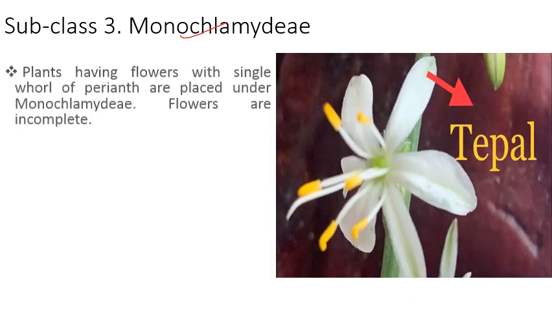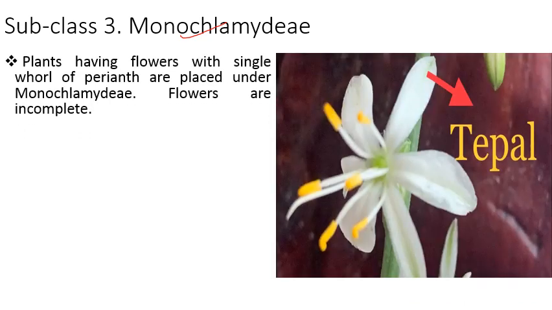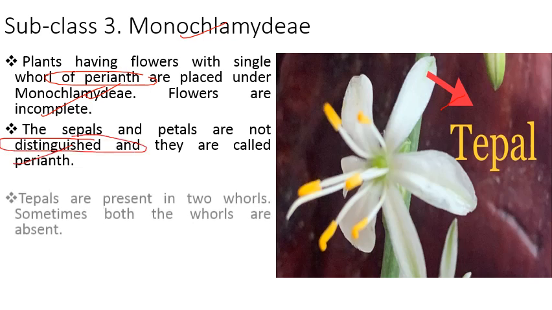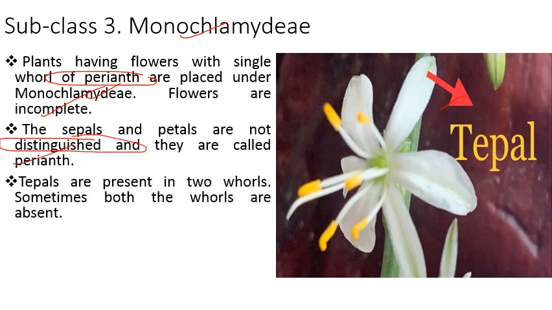Next comes subclass 3, that is Monochlamydeae. Monochlamydeae means having single whorl. इसमें petal और sepals differentiate नहीं होते हैं. There is only one whorl, that is tepal, और इसको हम combine बोलते हैं perianth. Plants having flowers with single whorl of perianth are placed under Monochlamydeae. Flowers are incomplete. The sepals and petals are not distinguished, and they are known as perianth. And the individual unit is known as tepal.